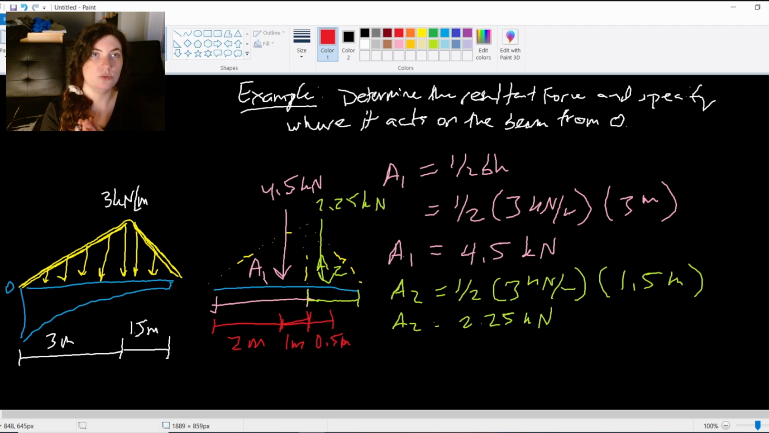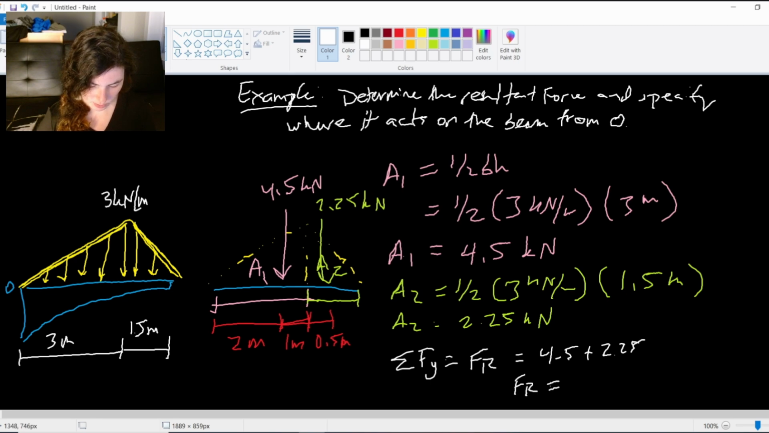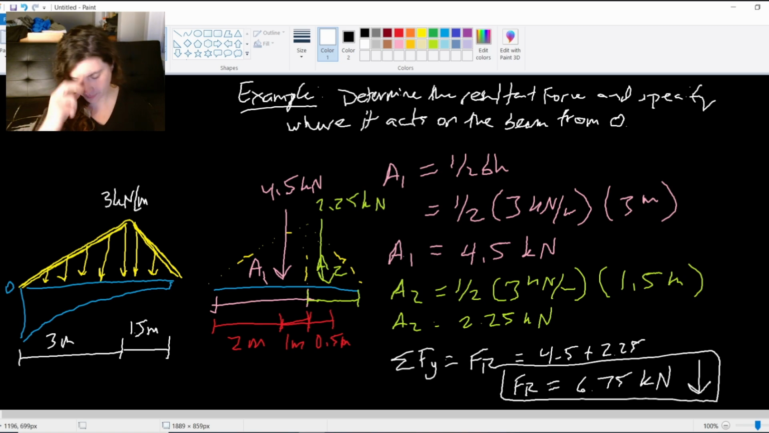And now, since we have simplified the distributed loading, all we need to do to get the resultant force is add those two forces together, right? The sum of our forces is going to give us the resultant force. So 4.5 plus 2.25. My resultant force is going to be 6.75 kilonewtons acting downwards, right? So that's our resultant force.